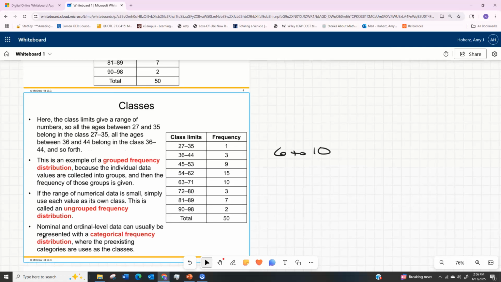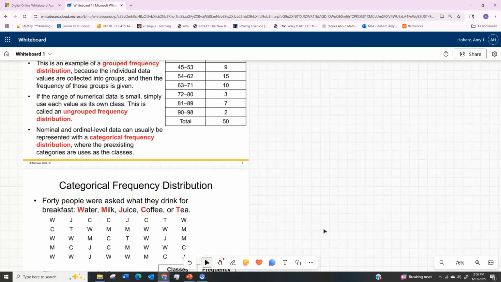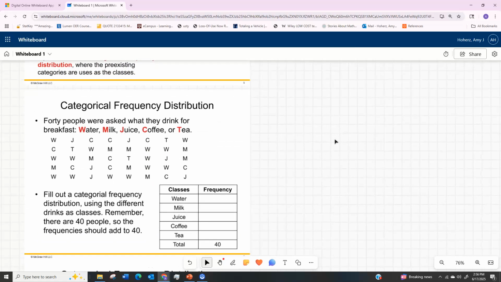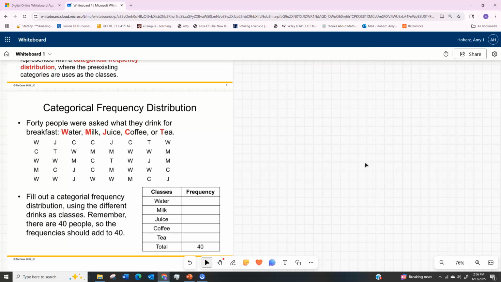The other thing we can do is, if the data is only nominal or ordinal level, we can do what's called a categorical frequency distribution. And that just lists, instead of class limits, whatever category it is. So the next example is of that. In this case, you've got 40 people that were asked what they drink for breakfast. Do they drink water? Do they drink milk? Do they drink juice? Do they drink coffee? Or do they drink tea?